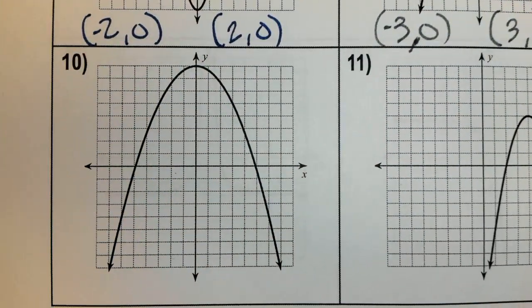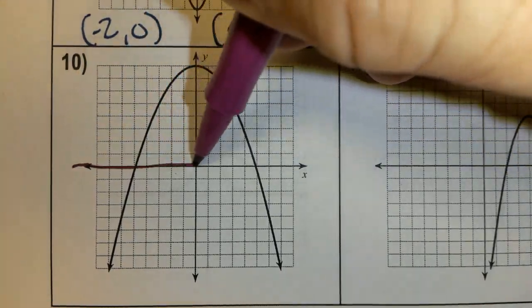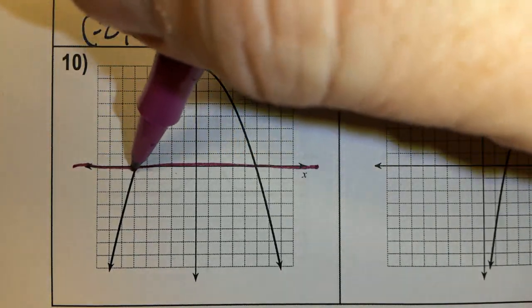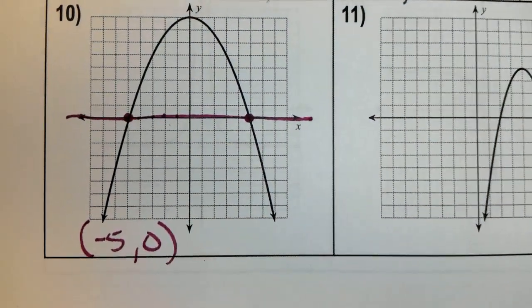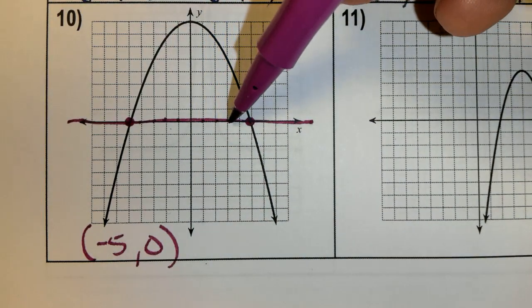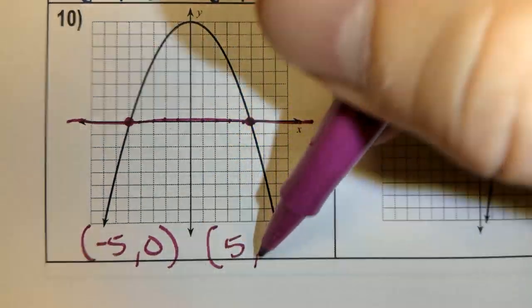All right. Number 10. Let's see, we're almost done. It's only been 5 minutes. I want to cross the x-axis. I cross here and here. So I have 1, 2, 3, 4, negative 5, comma 0, and 1, 2, 3, 4, 5, 5, comma 0.